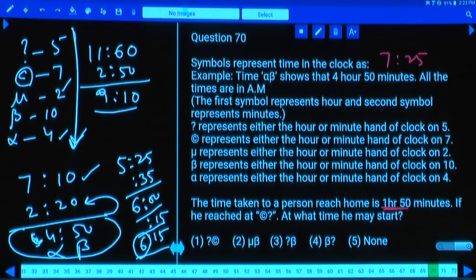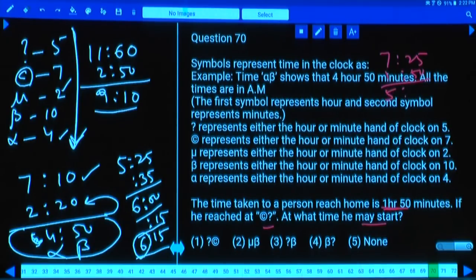1 hour 15 minutes. Now the person reached at 7:25, and how much time has he taken? 150 minutes he has taken. That means what is the time he may start? Tell me. 7:25 minus 150: 7:25 minus 2 hours is 5:25, plus 10 minutes. That is, this person has started at 5:35.